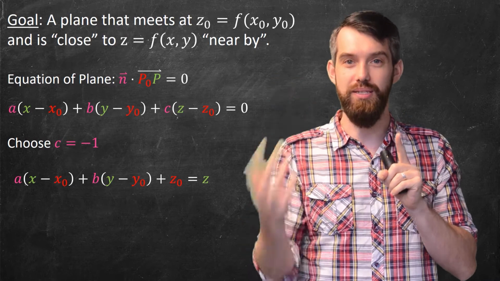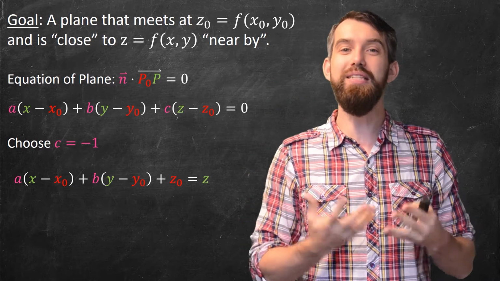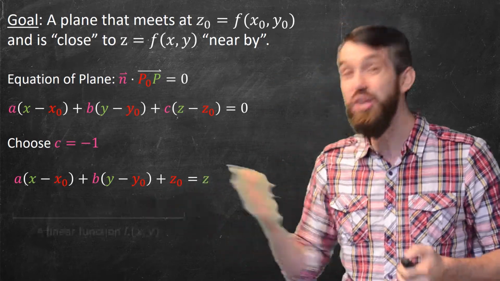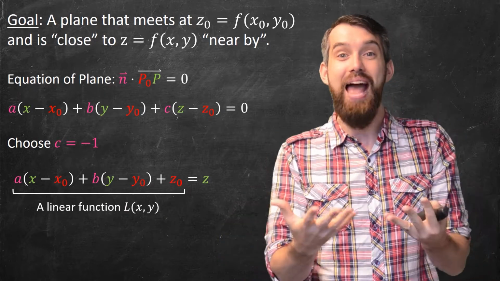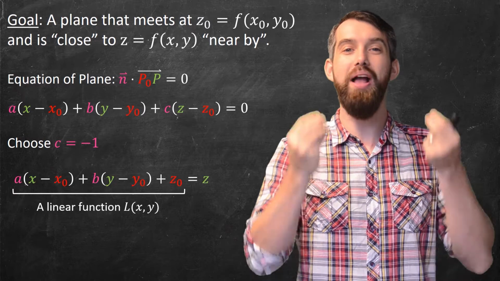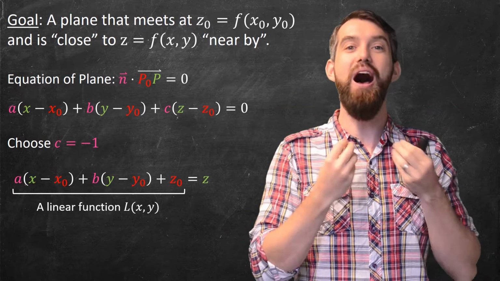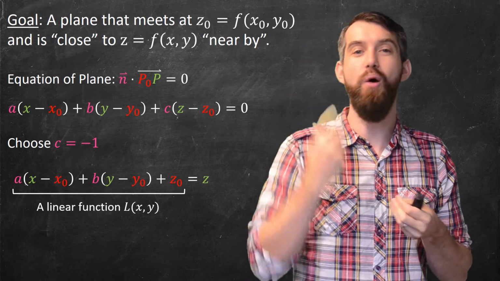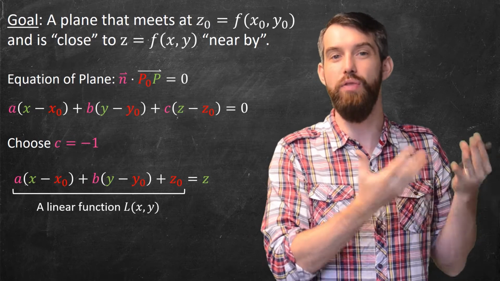but then I say plus z0 equals z. So what this is, well, a linear function. It's z, the height of this function, depends on x and y, and it depends on x and y in a linear way. The value of x is raised only to the power of 1 with multiplicative constants out the front.